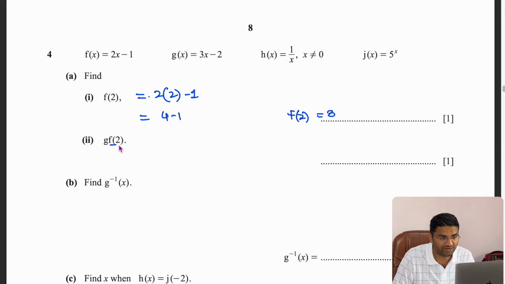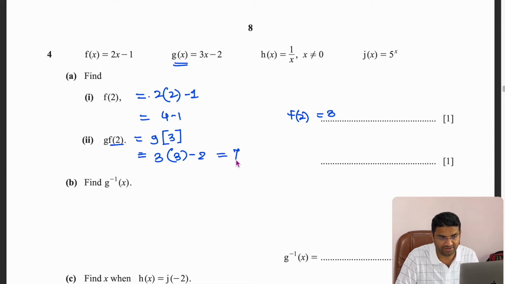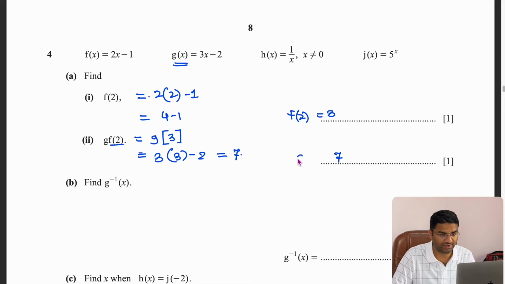In the next part, g of f of 2 means g of f of 2, you got 3, right? So g of 3 you have to put in. g of x is 3x minus 2, so 3 times 3 minus 2. 3 times 3 is 9, 9 minus 2 is 7. That's it. 7 is the answer for g of f of 2. Getting it? And these are 1 mark questions, so it's easy and you can put it in straight away.